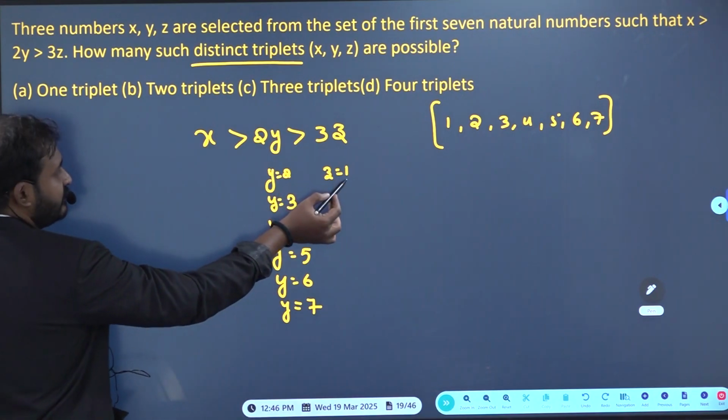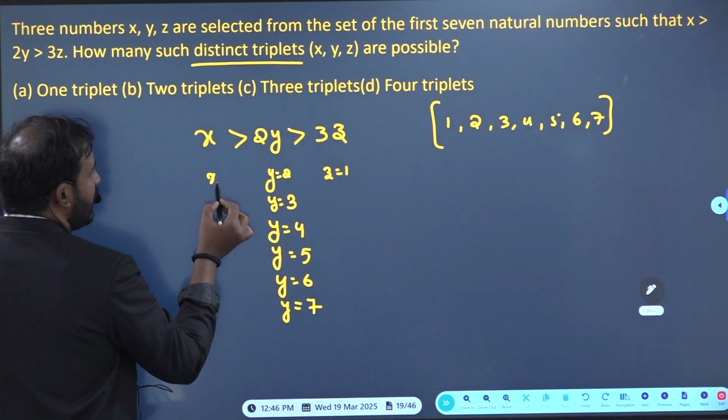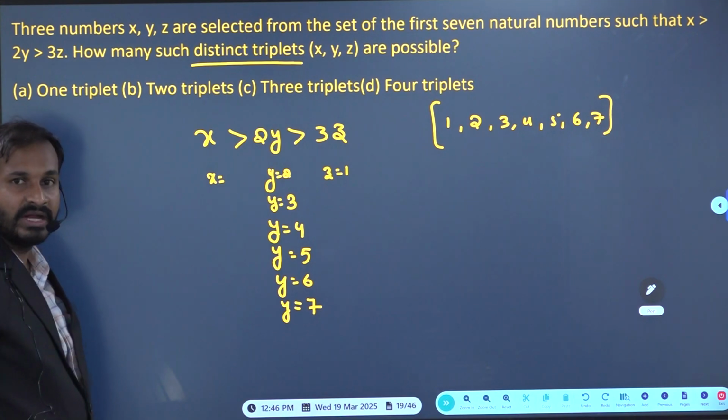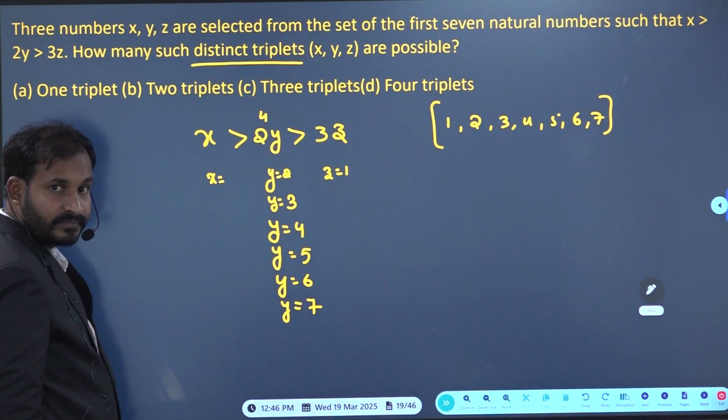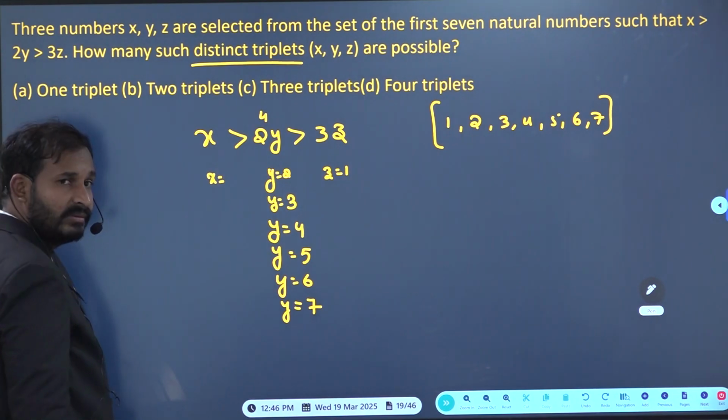Now tell me, if z is 1 and y is 2, what are the values of x I can take? If y is 2, what happens to this one? This 2y value will become 4.